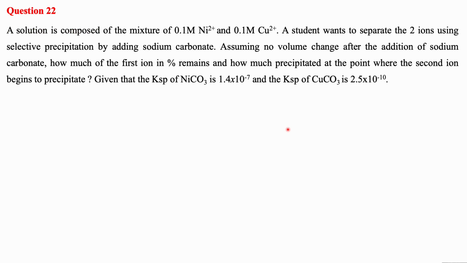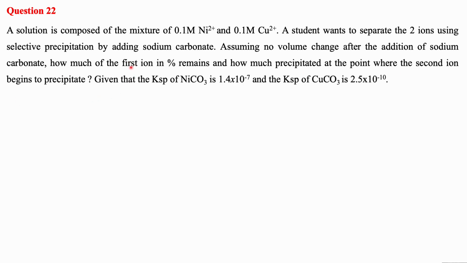So let's go to question number 22. Question number 22 says a solution is composed of a mixture of 0.1 molar Ni2+ and 0.1 molar Cu2+. Students want to separate the two ions using selective precipitation by adding sodium carbonate. So that means the carbonate reacts with Ni2+ to give nickel carbonate, and the carbonate reacts with copper to give copper carbonate. They're asking, assuming no volume change after the addition of sodium carbonate, how much of the first ion in percentage remains, and how much precipitates at the point where the second ion begins to precipitate.